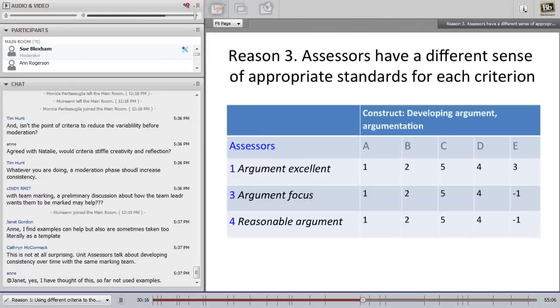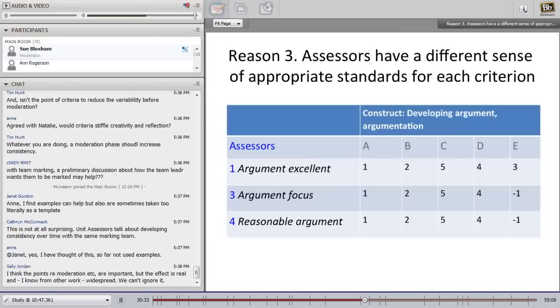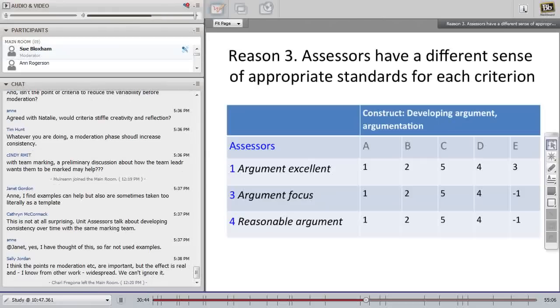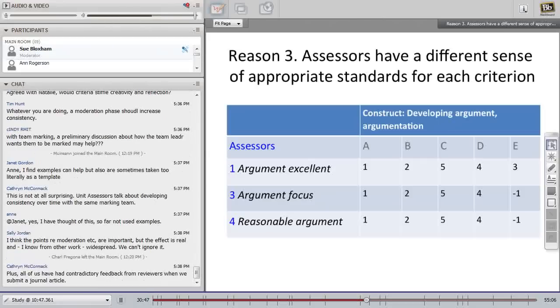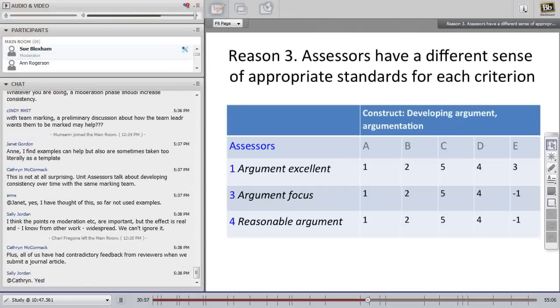However, when we look at how they describe argument on the left-hand side, you can see that they describe them quite differently. Assessor 1 describes the quality of the argument as excellent, so they're saying A has excellent argument. If we look down at Assessor 4, they're only describing it as reasonable argument. So an argument focus, well, it's not quite sure what that might be, somewhere in between. So even where people are seeing that students have argument in there, there's a different view of what constitutes the standards, what constitutes excellent, what constitutes reasonable. So that tends to reinforce prior research that people have a different sense of appropriate standards for each criterion.